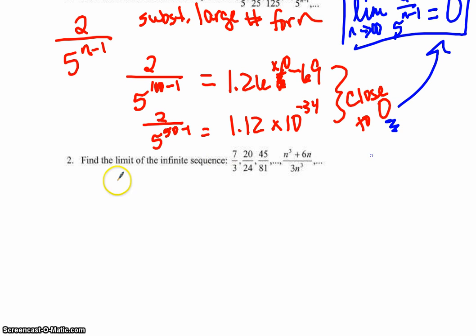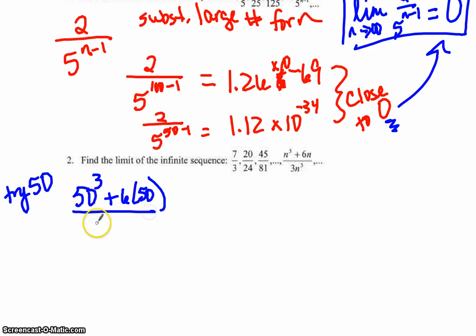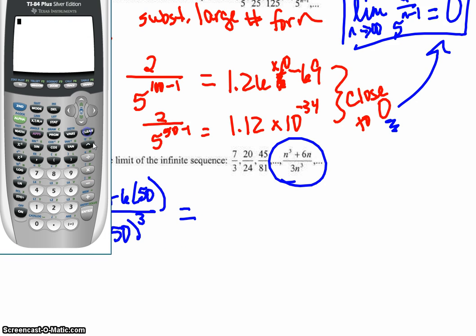So number 2, they've done the same thing. They want you to find the limit. So maybe we could try 50. So this would be 50 to the third plus 6 times 50 all over 3 times 50 to the third. Okay, I'm just putting 50 everywhere I see n in this part right here. So if we put that in our calculator, okay, let's clear that out.